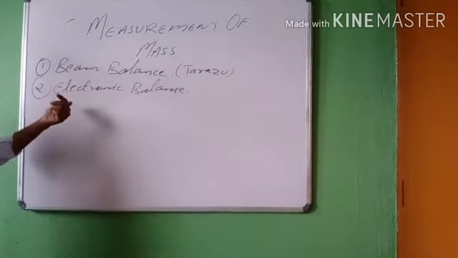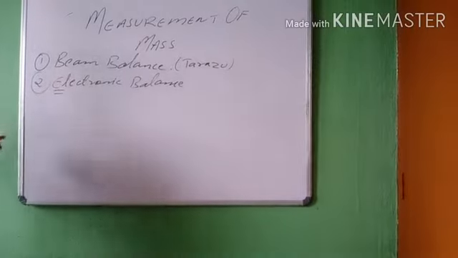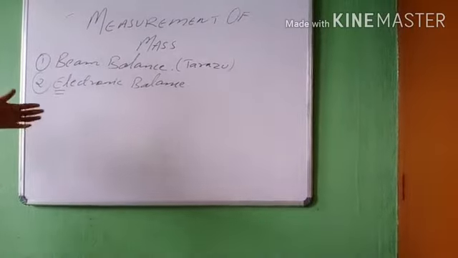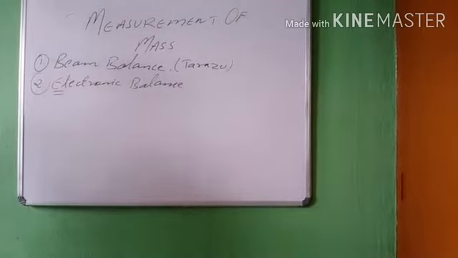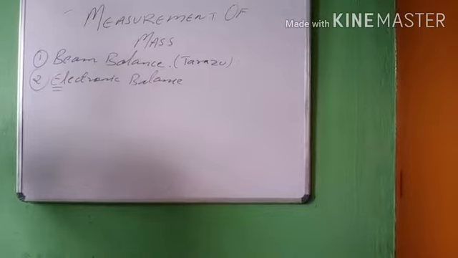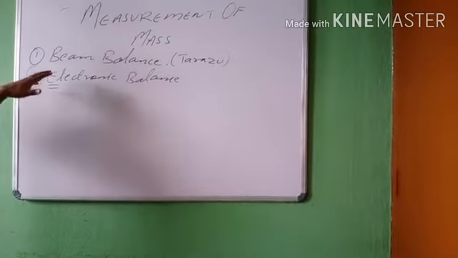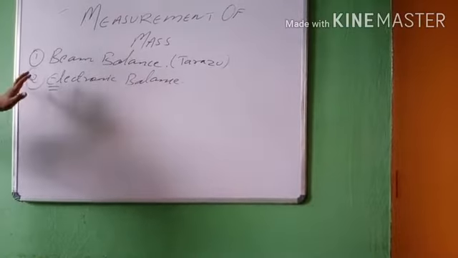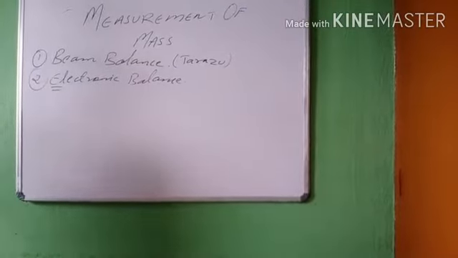And next one, electronic balance. This electronic balance is most common nowadays. You will find it in a jewelry shop and in every grocery shop. It has an LCD device and one panel where you keep your things. It is very easy to use. When you place an object on the panel, it will display its mass on the LCD screen.